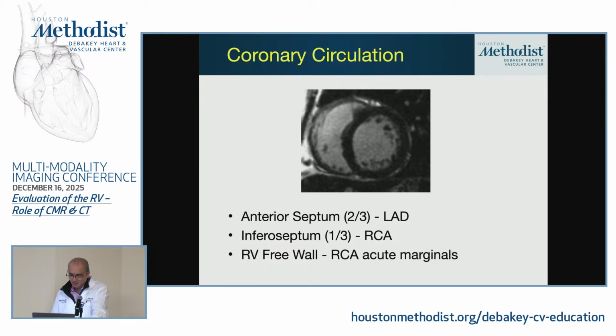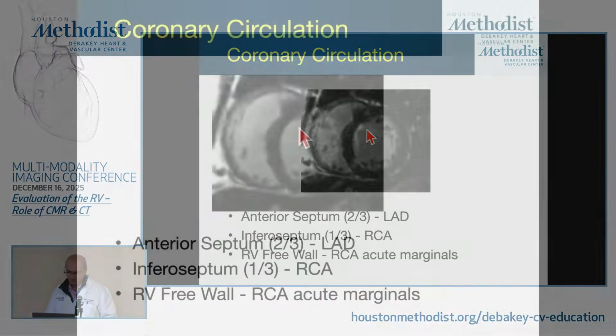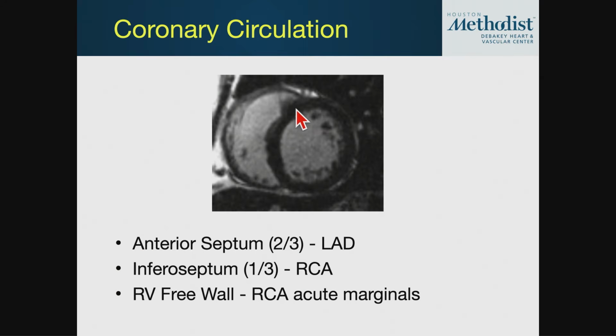Now, what about the coronary circulation? So if you look at the interventricular septum, the anterior portion of the septum is supplied by the LAD, the inferior portion is supplied by the RCA, and then the free wall of the right ventricle is supplied by acute marginal branches that arise from the RCA.